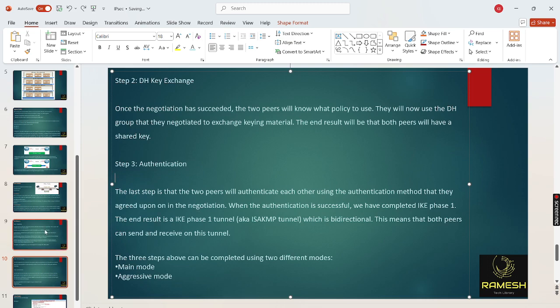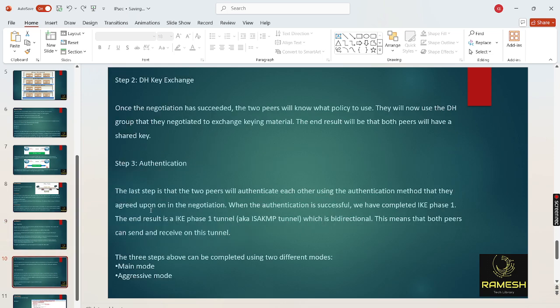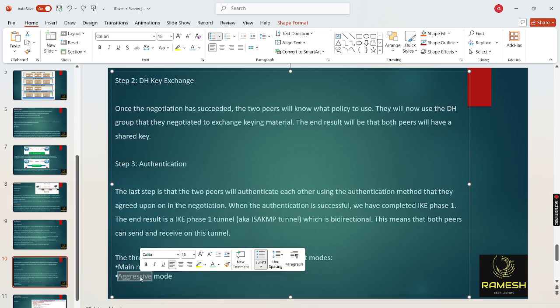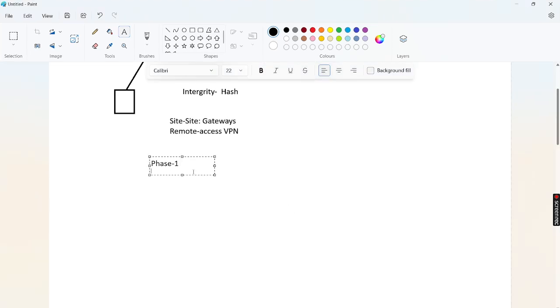Once the authentication method is negotiated here, the actual authentication happens on this step 3. This means both peers can send and receive. After this authentication, both peers will be able to send and receive traffic on this tunnel. In IPsec phase 1, we have two modes. One is main mode, and another one is aggressive mode. Let us discuss phase 1 main mode.